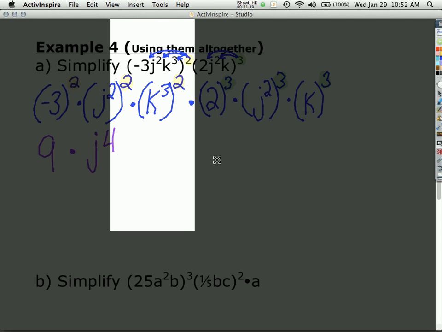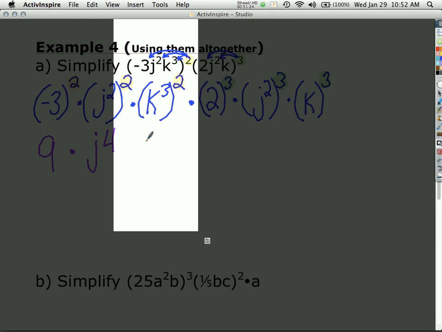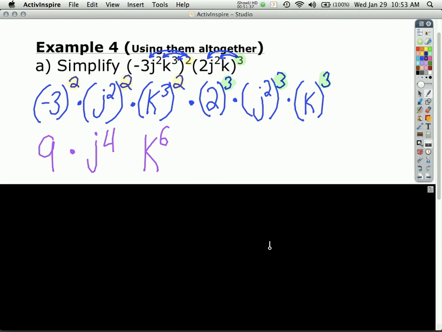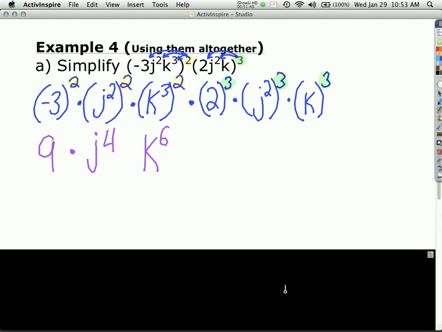Now the third factor, k to the third to the second. What will that become? Shelby? Very good. K to the sixth power. What property was that, Anissa? Power of a power. And so hopefully you're starting to see that what is happening is that we are simplifying all the power of powers now.